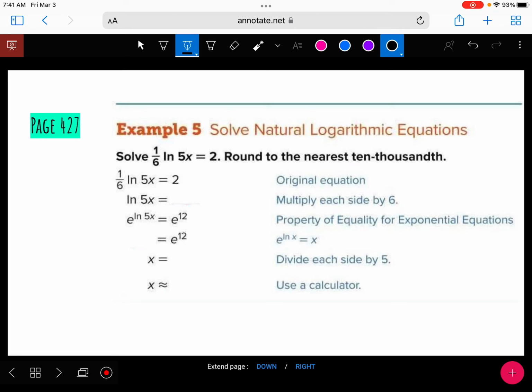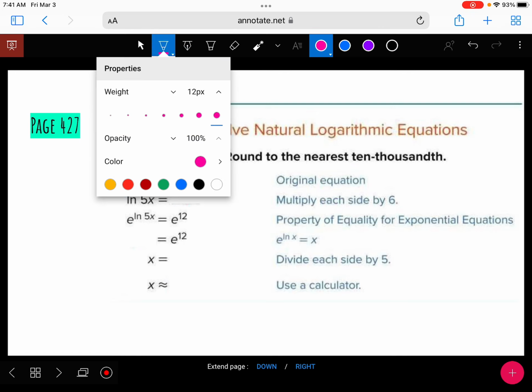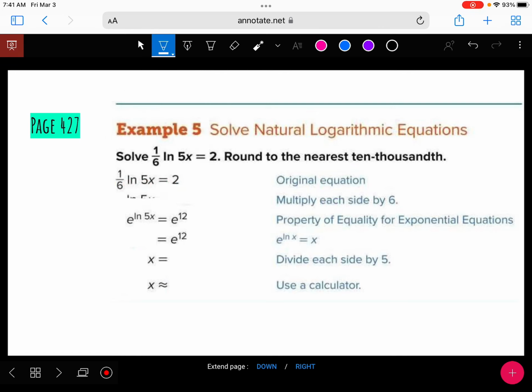So now we're going the other way. Example 5. We've got 1/6 times the natural log of 5x equals 2. Again, I'm going to give us a little more space so I can rewrite, because I write bigger than the book does, and it gets super duper squished if I reuse that.